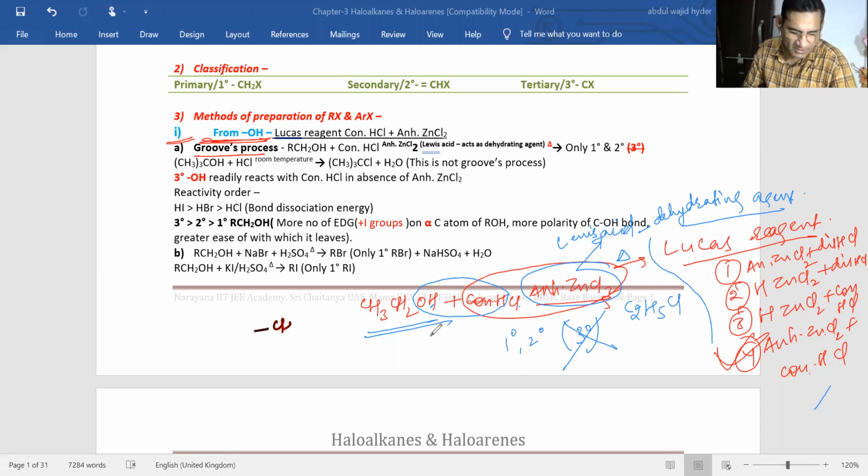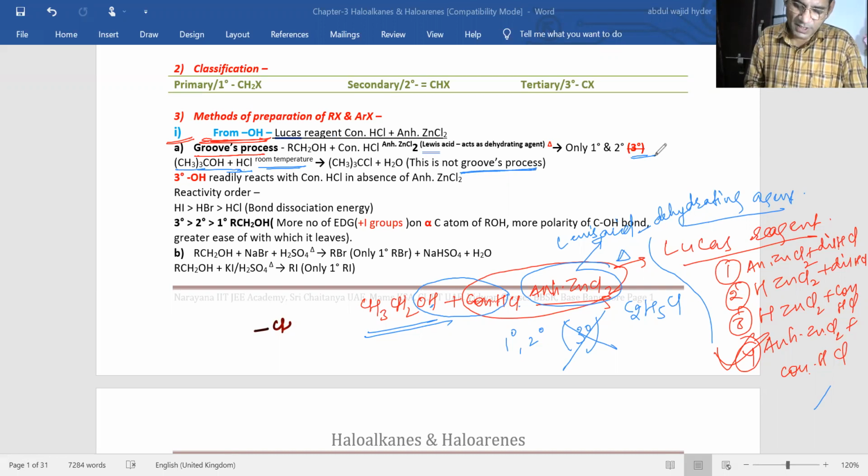Fine. So now this all is over. So that is what I have written here. This is 3 degree alcohol. This 3 degree alcohol at room temperature reacts with HCl, not Lucas reagent. Lucas reagent contains anhydrous zinc chloride also, but here that is not there. So if it is HCl only, then at room temperature, this will give tertiary haloalkane plus water. This is not Groves process. So here they are talking about Groves process. By Groves process, 3 degree alcohol will never react with anhydrous zinc chloride and concentrated HCl to form 3 degree haloalkane. But if instead of concentrated HCl and anhydrous zinc chloride, only HCl is there, and at room temperature, that 3 degree alcohol reacts with HCl to form 3 degree haloalkane and water. This is not Groves process.